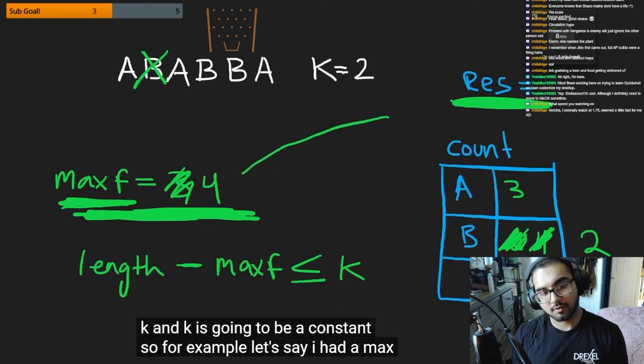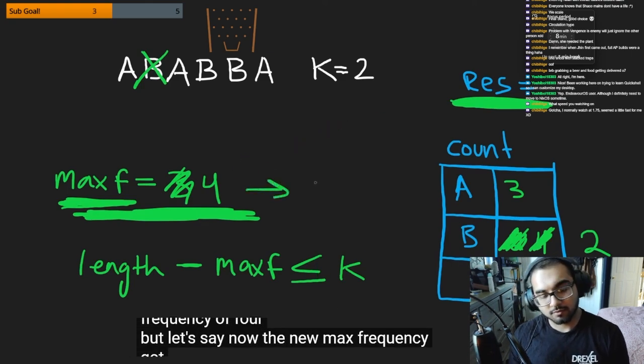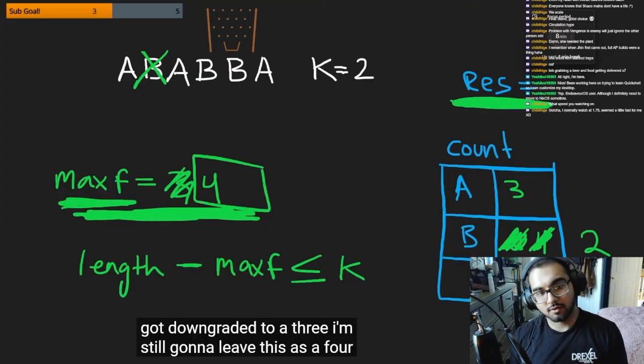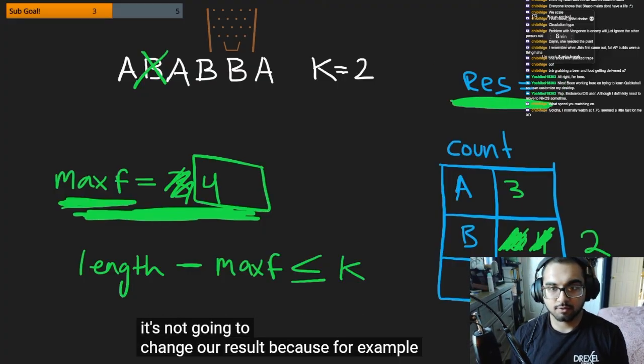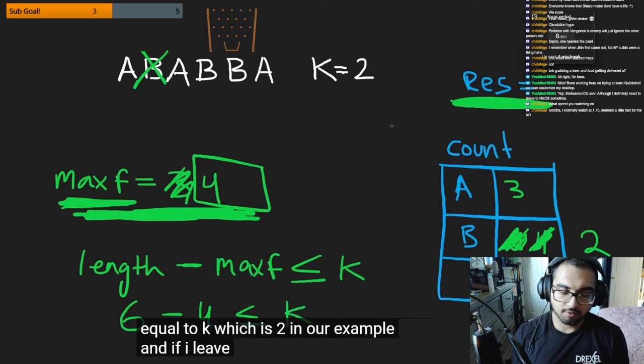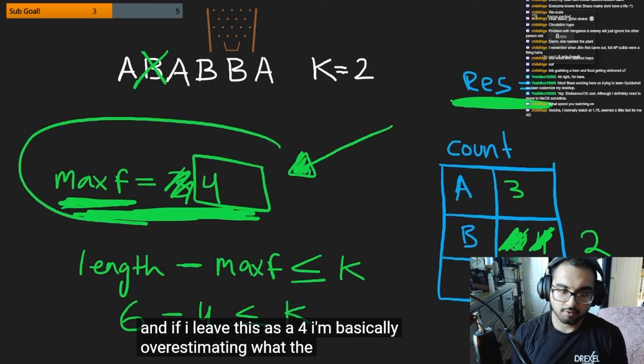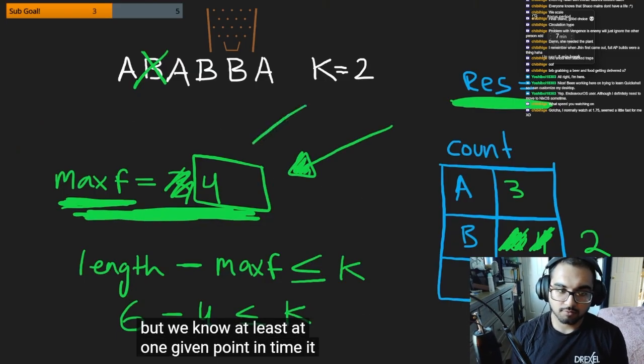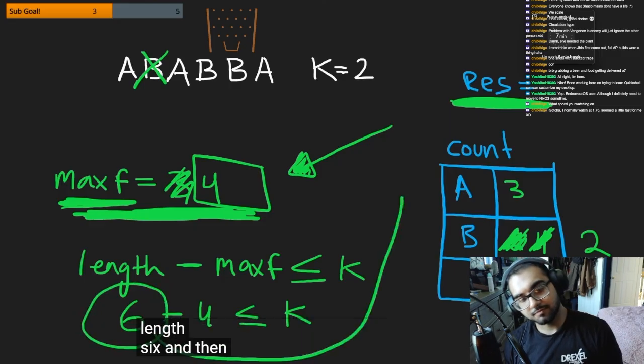So for example, let's say I had a max frequency of 4, but now the new max frequency got downgraded to a 3. I'm still going to leave this as a 4 because it's not going to change our result. Because for example, if I had a 6 minus 4 that was less than or equal to k, which is 2 in our example, and I leave this as a 4, I'm basically overestimating what the max frequency is. But we know at least at one given point in time it was a 4, so therefore we were able to take the length 6 and set it equal to our result.